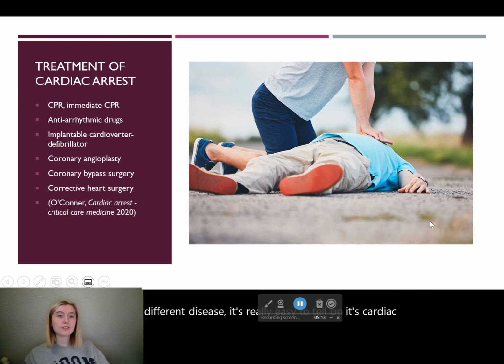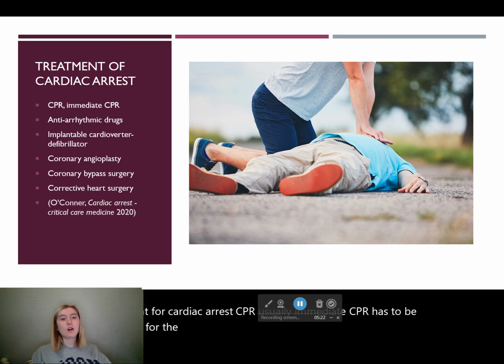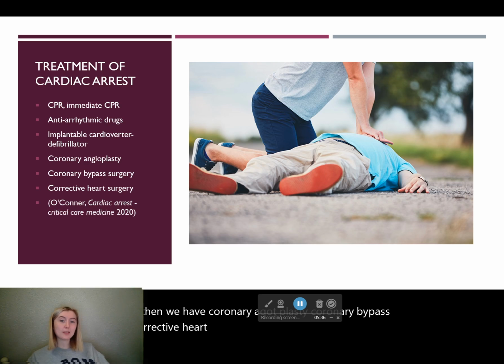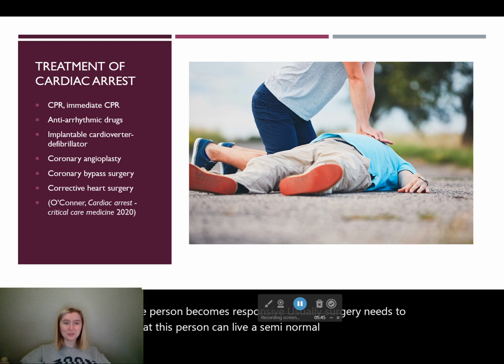Treatment for cardiac arrest: usually immediate CPR has to be administered for the person to live. Next, we have, I'm going to butcher this word, amoretic drugs. Then we have coronary angioplasty, coronary bypass surgery, or corrective heart surgery. A lot of these have to happen even after the person becomes responsive. Usually surgery needs to happen so that this person can live a semi-normal life after this huge traumatic event.